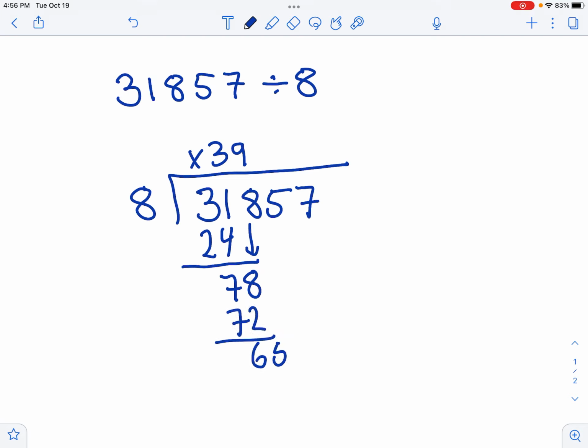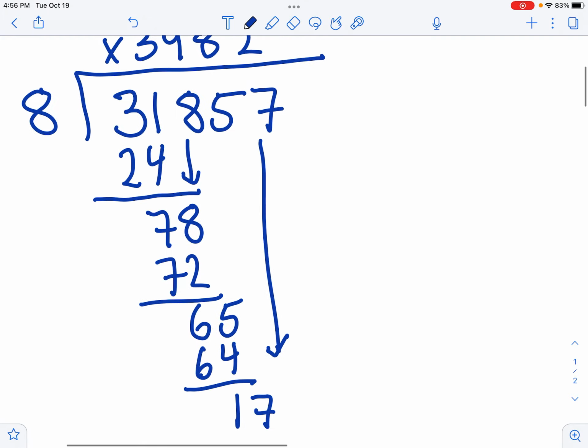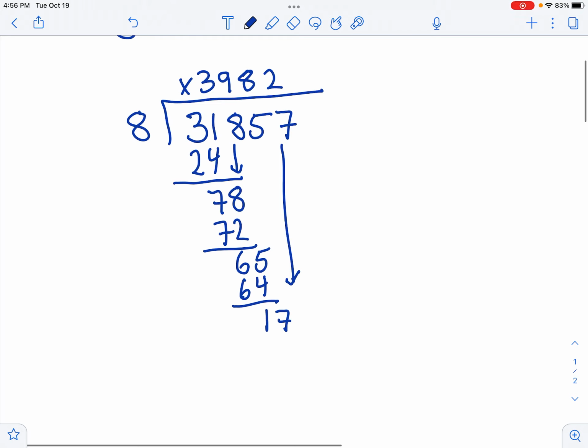Bring down the 5. 8 goes into 65 8 times. 8 times 8 is 64. Subtract, you get 1. Bring down the 7. 8 goes into 17 2 times. Let's just finish that off. So 2 times 8 is 16. Subtract, there's a remainder of 1. So we say remainder 1. Okay, that's the long division technique.